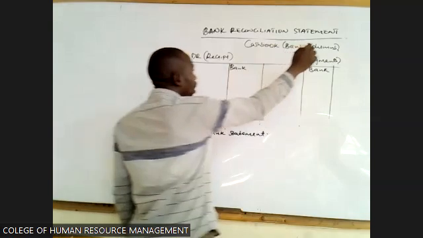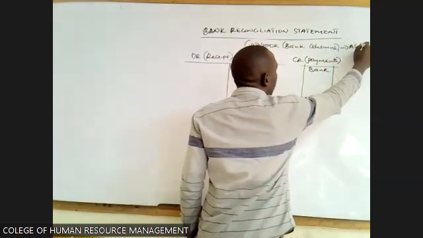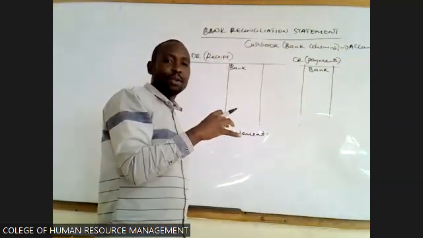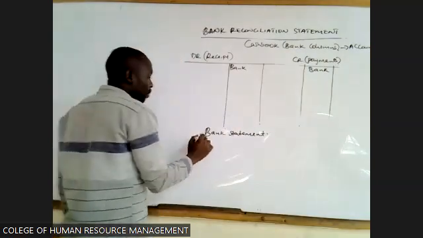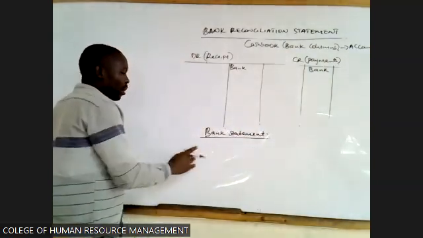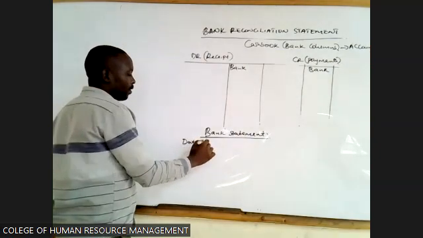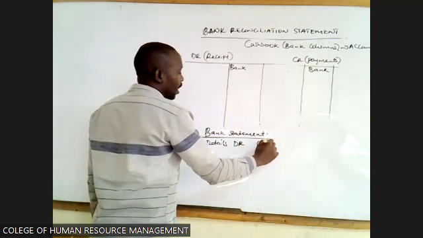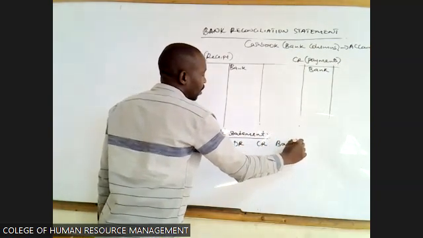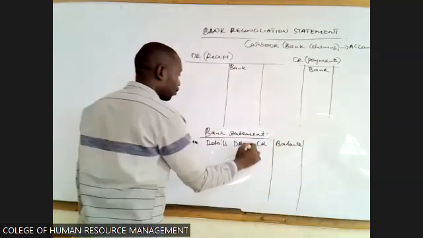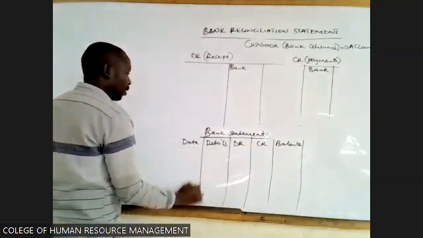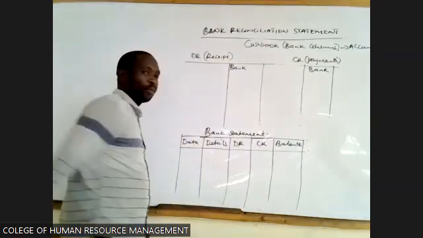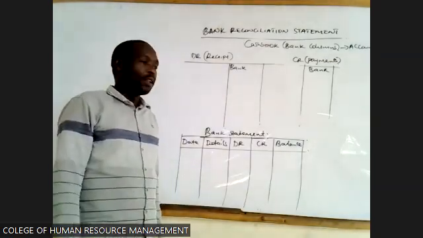The cash book is maintained by the business accountant. It is the accountant who maintains the cash book. Then the bank will prepare a document we call the bank statement, which has got the column for the date, the details, the DR, the CR, and the balance. That is how our bank statement will look like.